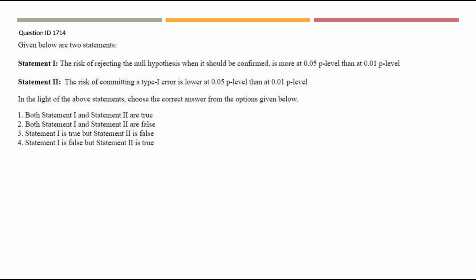Next question. Given below are two statements. The first one, the risk of rejecting the null hypothesis when it should be confirmed is more at 0.05 p level than at 0.01 p level. Null means no value. Hypothesis means something a researcher is trying to prove. Null hypothesis is where a researcher tries to disprove something. Null hypothesis states that no statistical significance exists in a set of given observation.